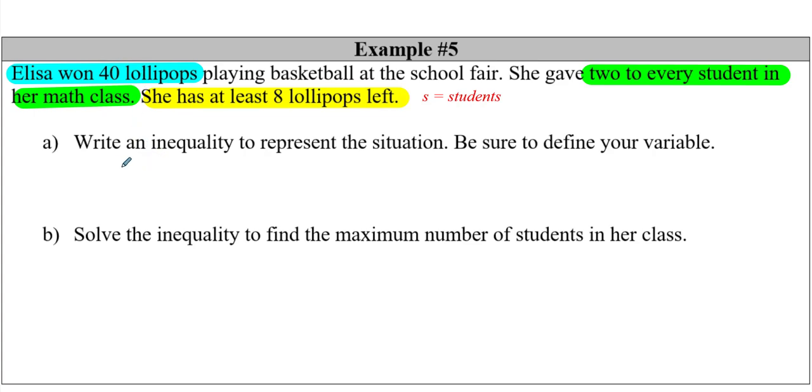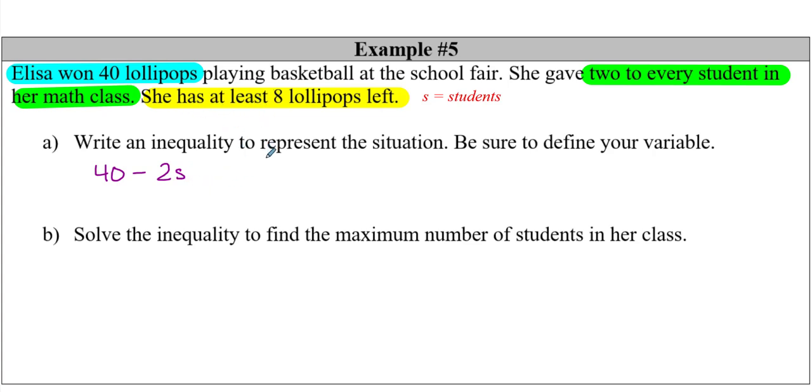So we know that she started with 40 lollipops. Okay, if we're starting with 40 lollipops, but then she's giving 2 away to each student, that means we're going to be taking away however many lollipops, and it is 2 per student. So we're going to use 2 times S.